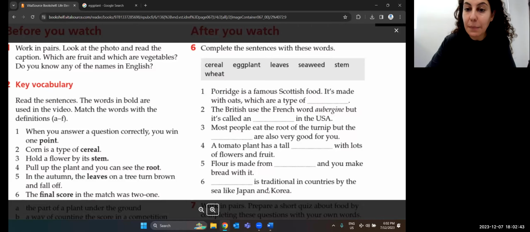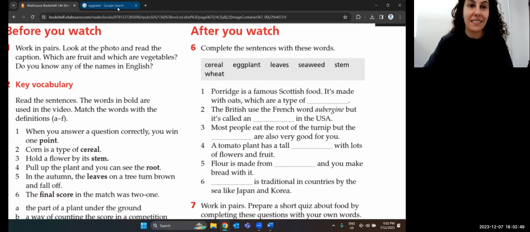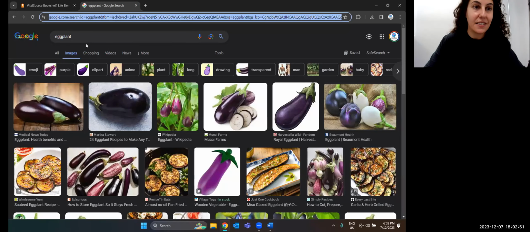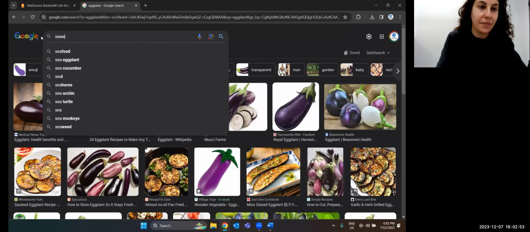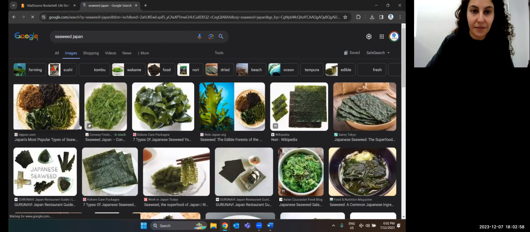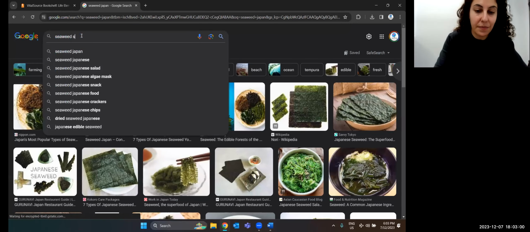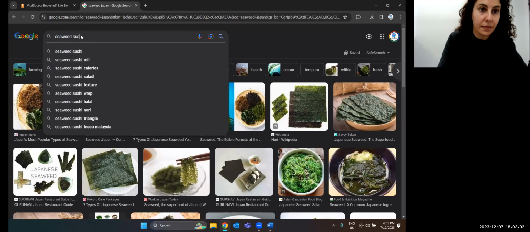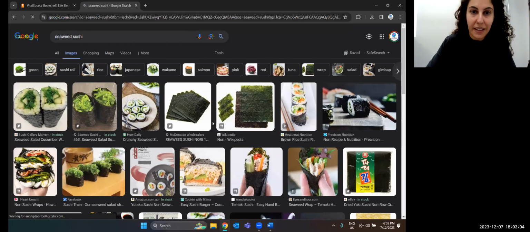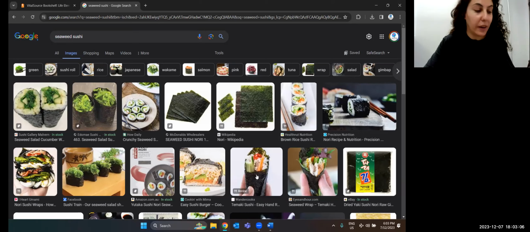And the last one, something that is traditional in countries by the sea like Japan and Korea. What is that? Seaweed. So seaweed, I'll show you a photo again, is very popular in Japan and Korea. Okay, they make sushi from it. So you make sushi with seaweed.